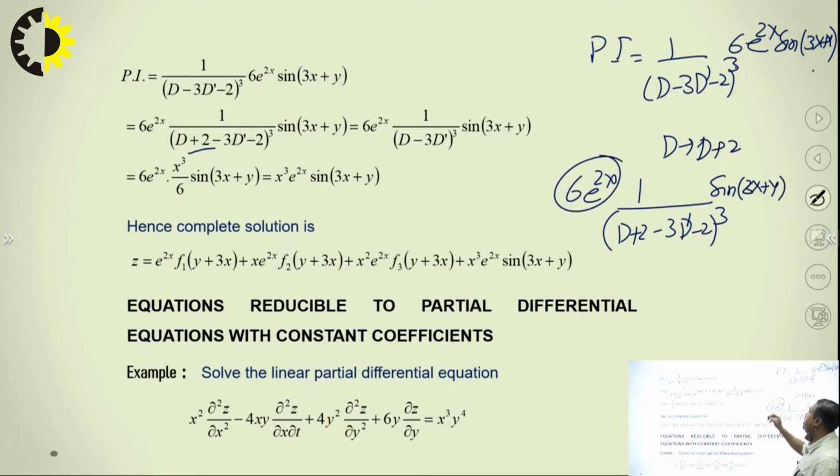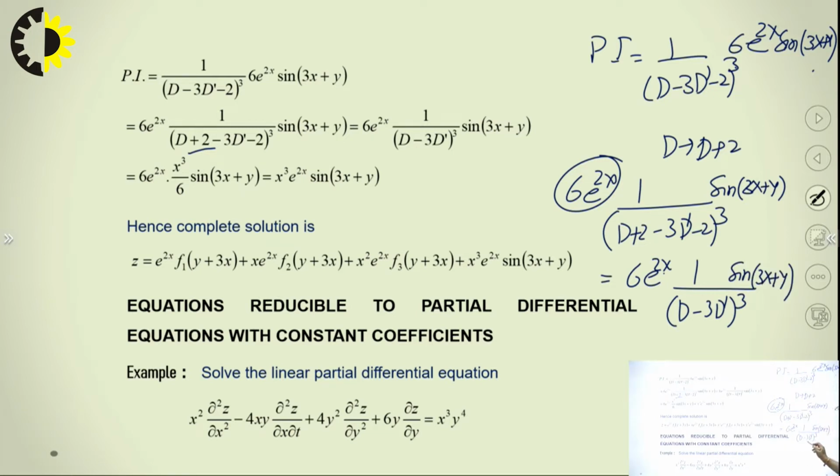This function is already entered. Now we have to calculate the work for this. That becomes 6 e की पावर 2x तो एंटर आ गया और ये टर्म बन गई आपके पास d minus 3d dash का होल क्यूब इंटू साइन 3x plus y.